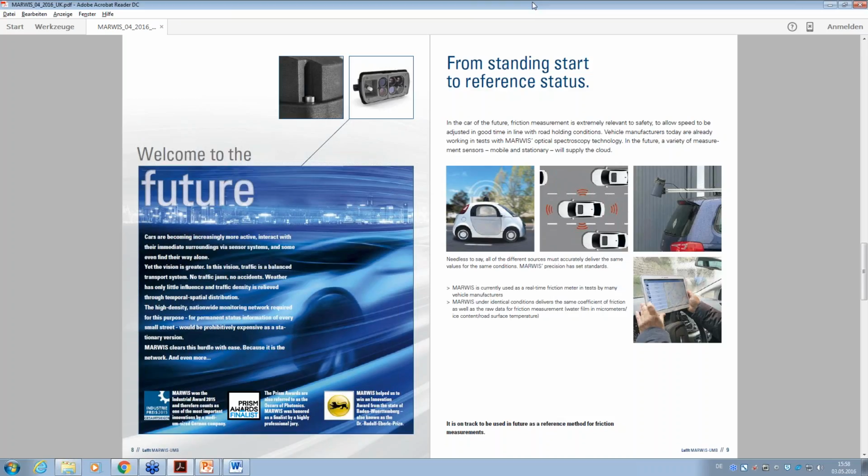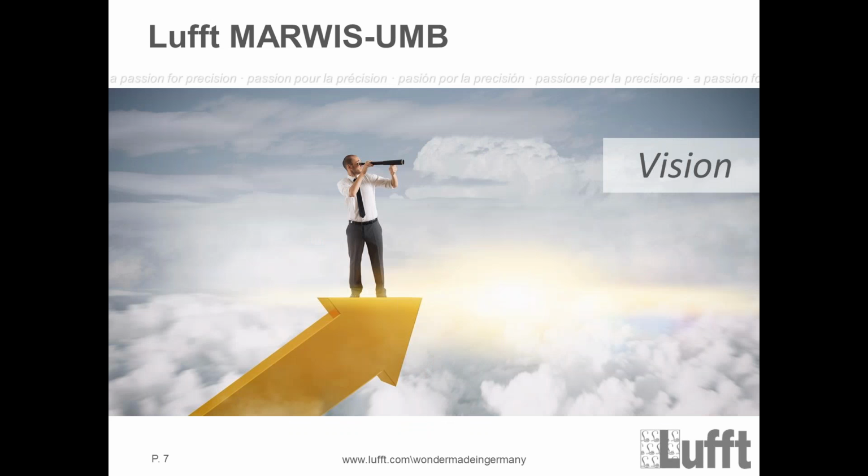So that is a very initial stage. Our key target in these industries is that they see the MARWIS as a reference sensor for friction, not to go into a car as a friction sensor. For that it is not compact enough and far too expensive, but they all use it as a friction reference. So that is the key which we see in those industries.